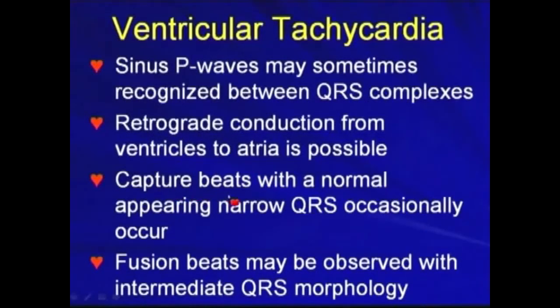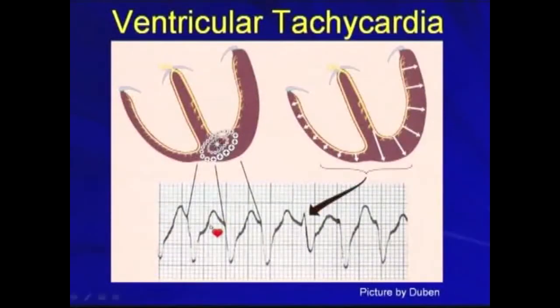Here we may be able to see capture beats, with a normal-appearing narrow QRS occasionally occurring. And sometimes you can see fusion beats. These beats may be observed with intermediate QRS morphology. These capture beats and fusion beats are characteristics of ventricular tachycardia. So if in the strips of wide complex tachycardia we see capture beats or fusion beats, then they are diagnostic of ventricular tachycardia.